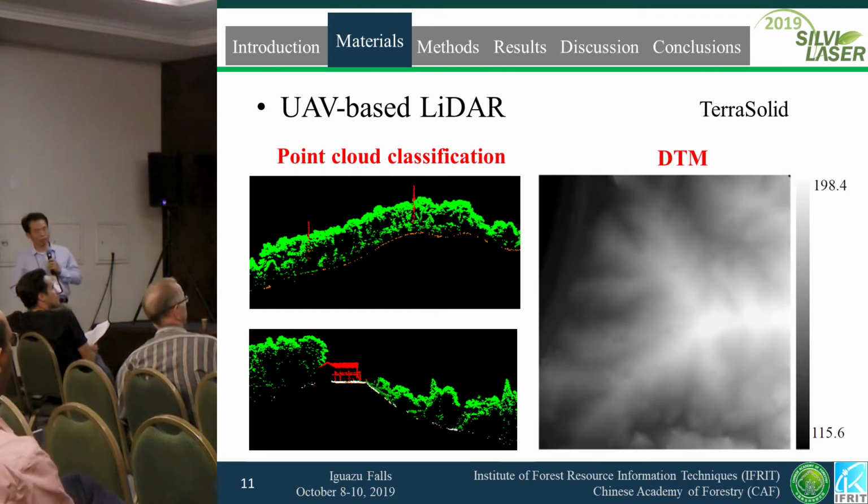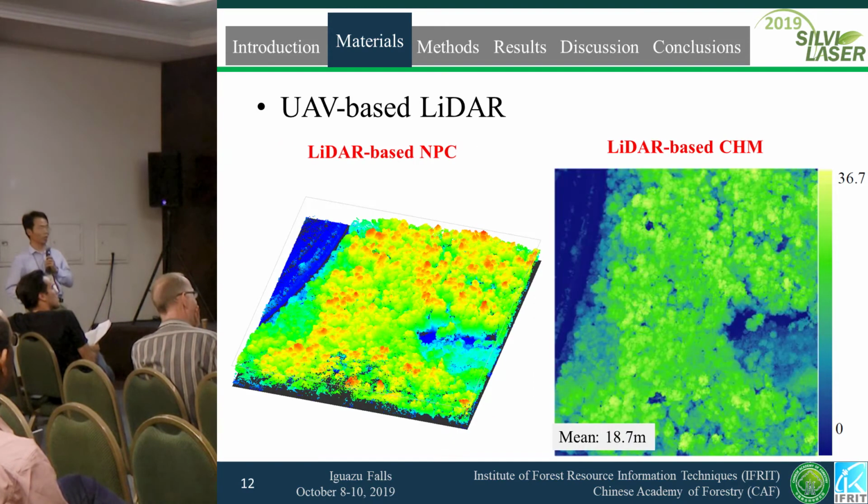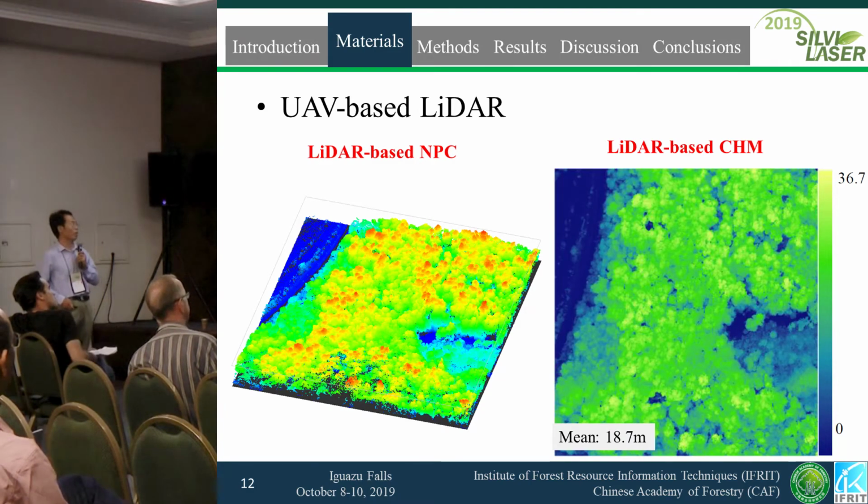And the point cloud is classified into ground, vegetation and building, and there are some towers for watching the forest. We use the ground points to generate the DTM. And the LiDAR DTM is used to generate the LiDAR NPC, the Normalized Point Cloud, and the CHM.